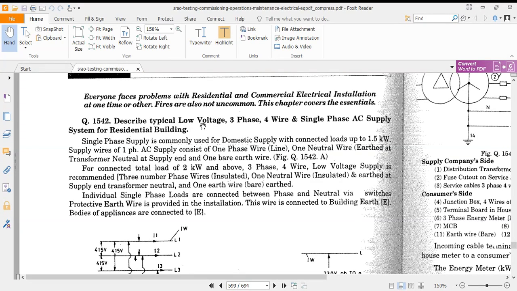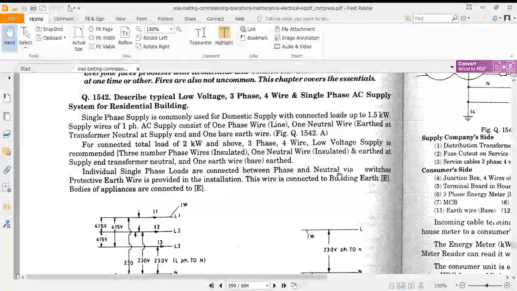Low voltage is generally 440 volts. 3-phase, of course, 3-phase is required. Then 4-wire. Why are there 4 wires? 4 wires are because of 3 phases and 1 neutral. And single phase: from this 3-phase, I can take any one of the phases and use 1 neutral so that it becomes a single phase AC supply. So this is the arrangement. Let us look at the further details.